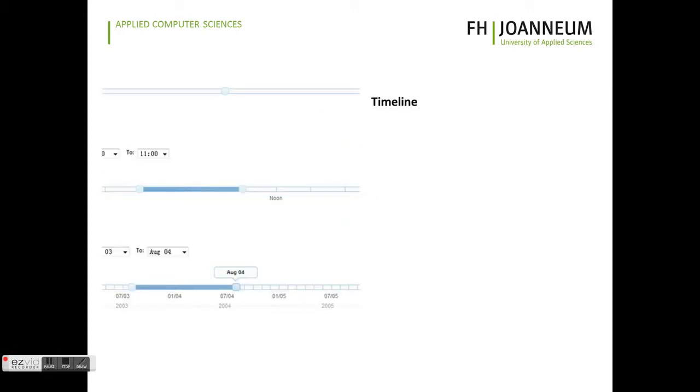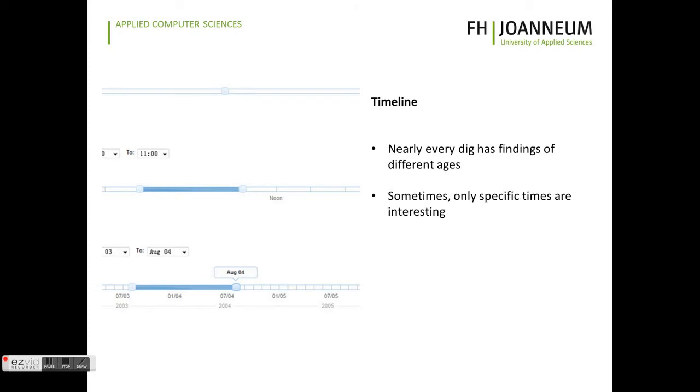Also, I should include a timeline, because nearly every dig has objects of different ages, different eras, and sometimes only objects from a specific era are interesting. So the user has to have the opportunity to filter these objects via a slider, like you see on the right side, on the left side.